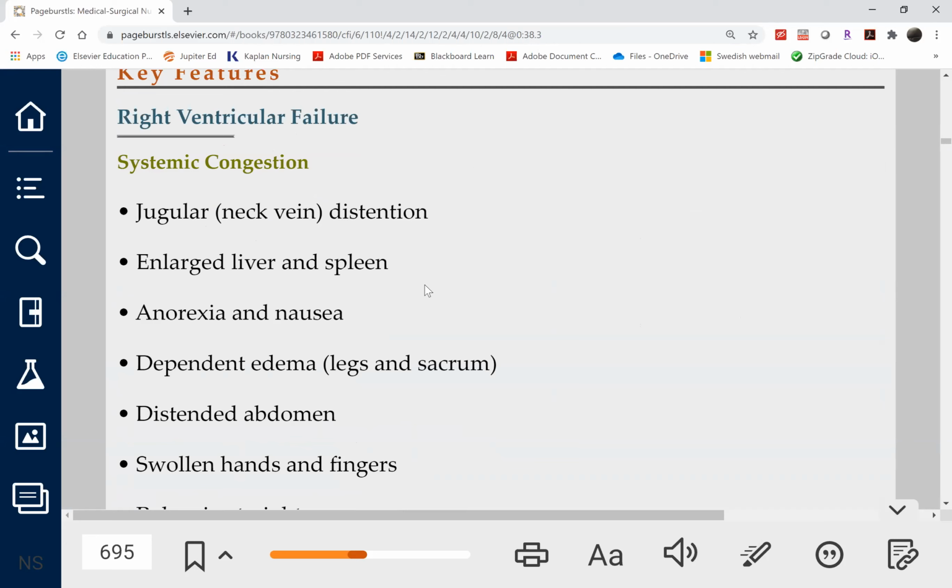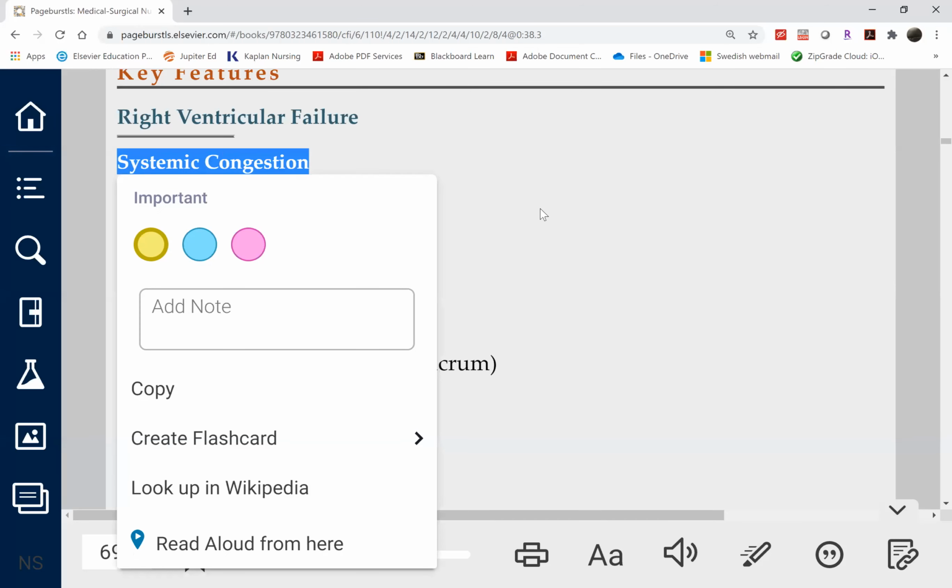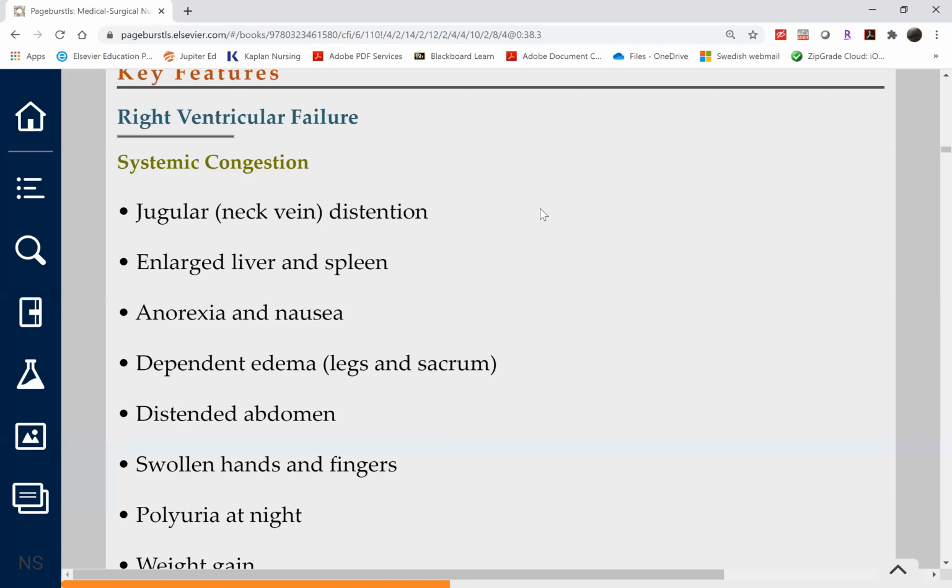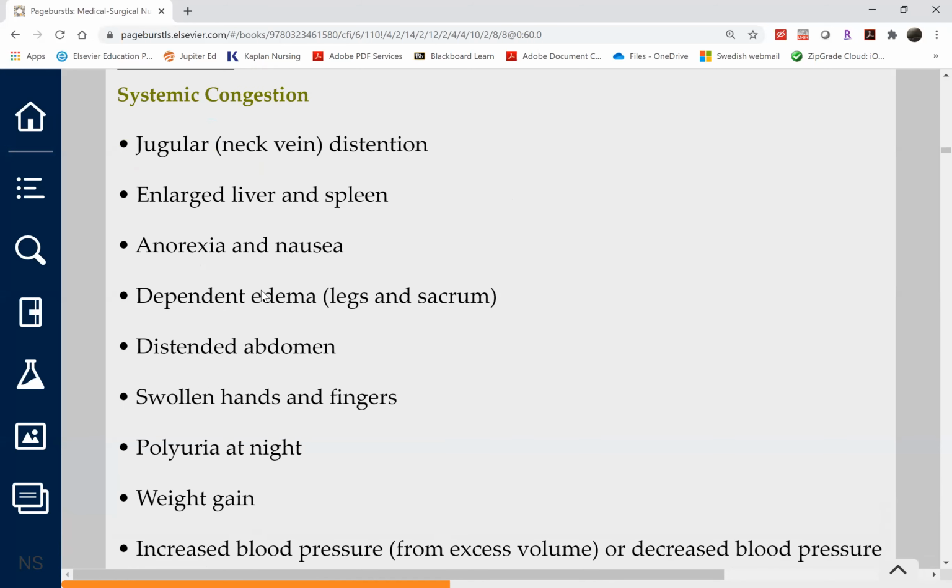Can it do that if it's in failure? Nope. So there's traffic everywhere now. So that's why the title of the chart is systemic congestion. So congestion everywhere, from the upper and the lower parts of the body. So let's start with the upper.